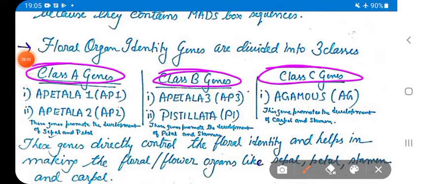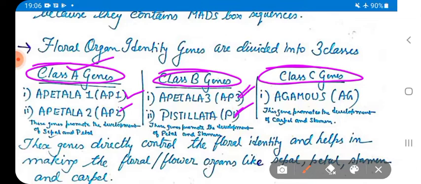Apetala1 and Apetala2 fall under the category of class A genes. Apetala3 and Pistillata fall under the category of class B genes, and Agamous falls under class C genes. Class A genes promote the development of sepals and petals. So Apetala1 and Apetala2 promote the development of sepals and petals. Apetala3 and Pistillata promote the development of petals and stamens.